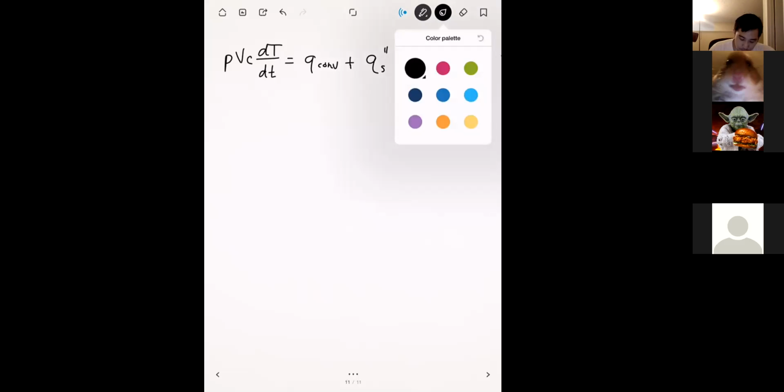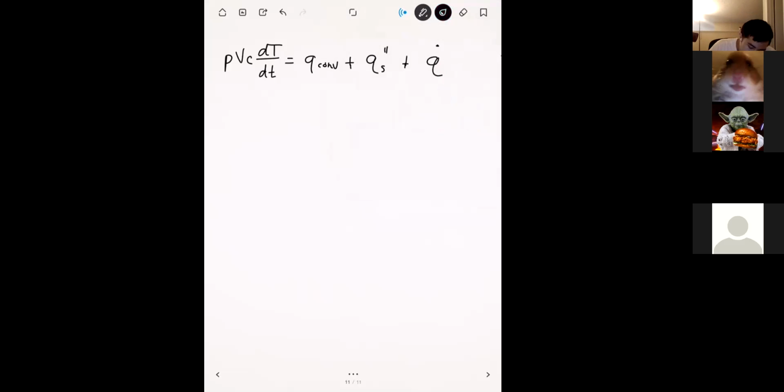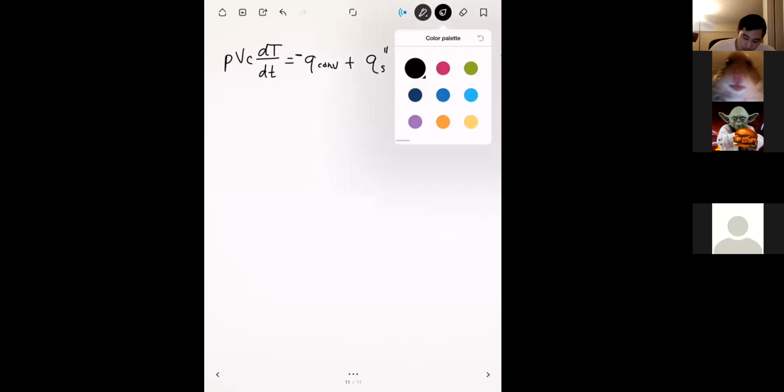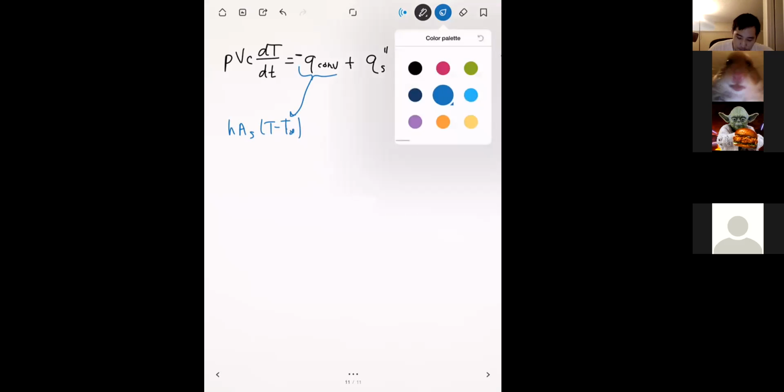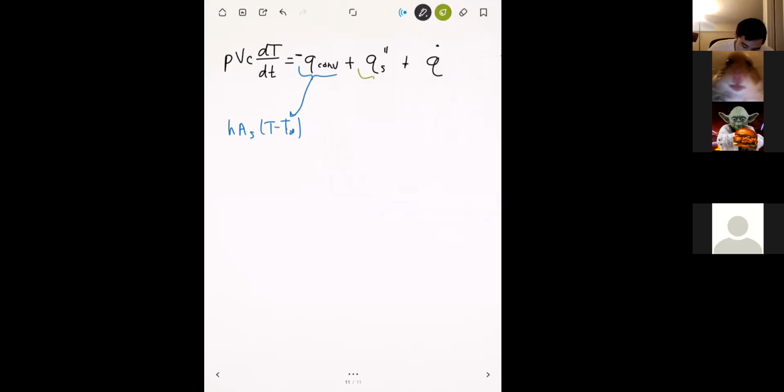Okay, let's fill in the expressions for all of these. First, let me draw a minus sign here because we need that. First thing is the formula for Q convection. Here we're going to use Newton's law of cooling, which is what we've used before. With Newton's law of cooling, we have h A_s times (T minus T infinity).